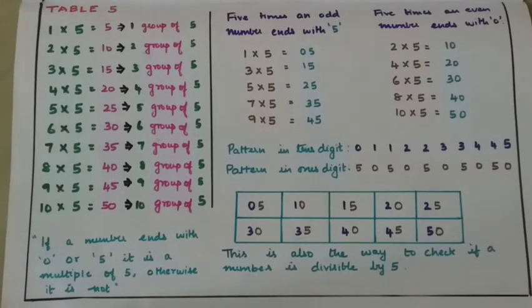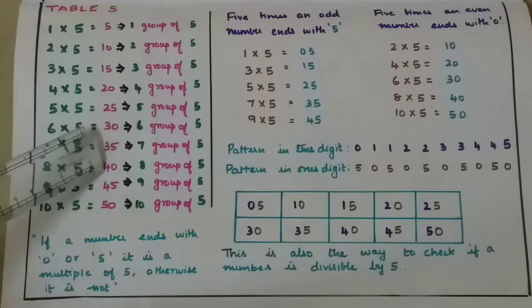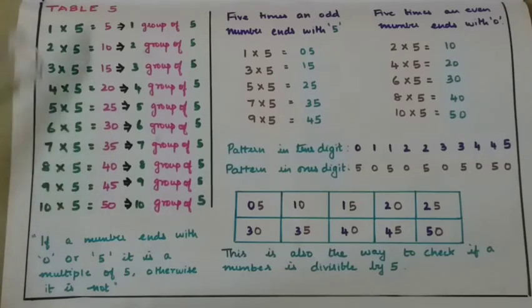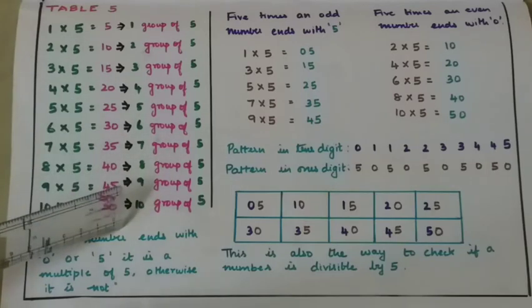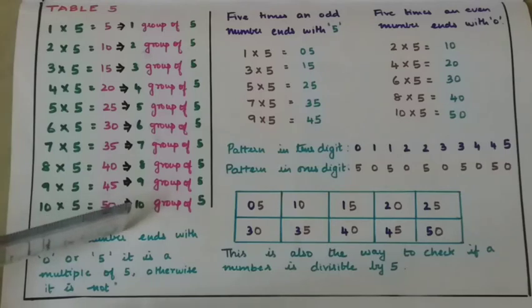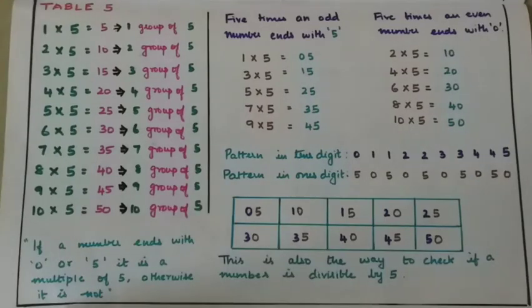But the challenge comes when they are questioned in random. For example, if a child is being questioned what is 8 into 5, they should be able to instantly answer it is 40. So to enable the kids to memorize table 5 and to be able to answer instantly when questioned in random, I would like to share a few tricks and tips that would make it easy for the kids to remember table 5.